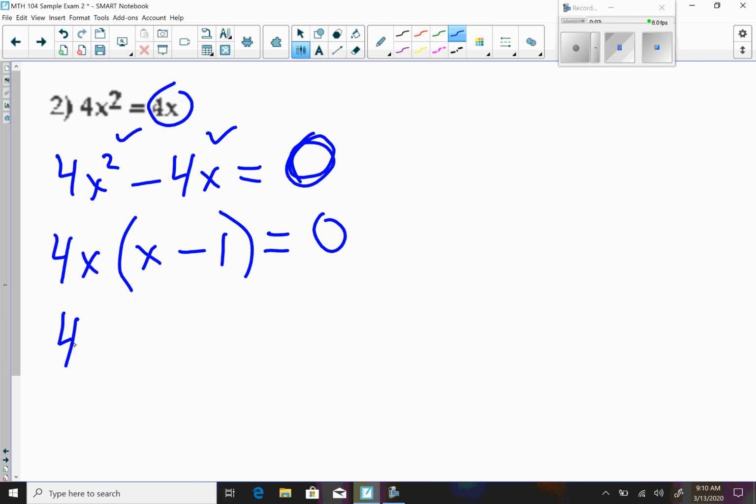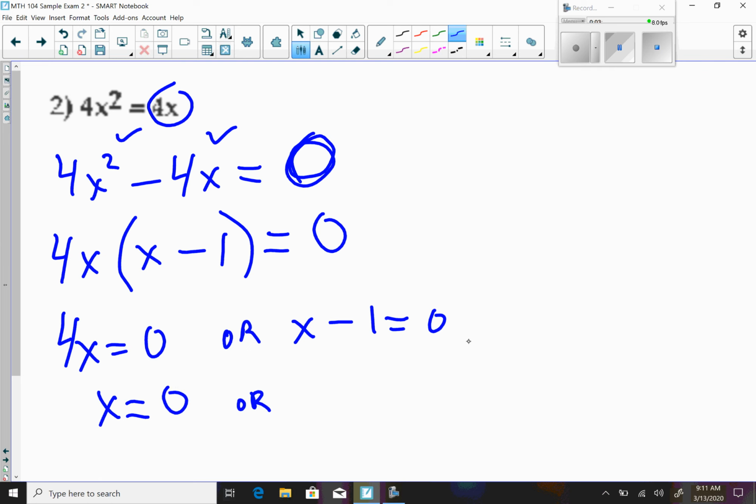Now we set each factor equal to 0. 4x equals 0, or x minus 1 equals 0. Divide both sides by 4. 0 divided by 4 is 0. Add 1 to both sides. 0 plus 1 is 1. X equals 0 or x equals 1.